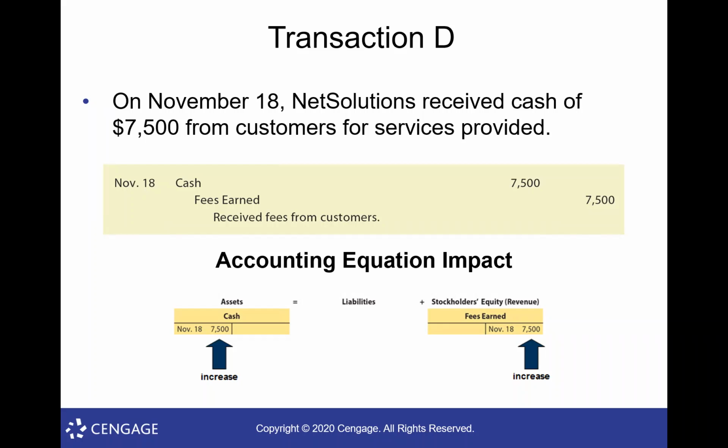Let's see. So we received cash of $7,500 from customers for services provided. So cash is going up. Cash is an asset, so that's going to go up with a debit. And then fees earned was the term they're using here, is a revenue, and revenues increase with a credit. So my journal entry will be debit cash, credit fees earned.